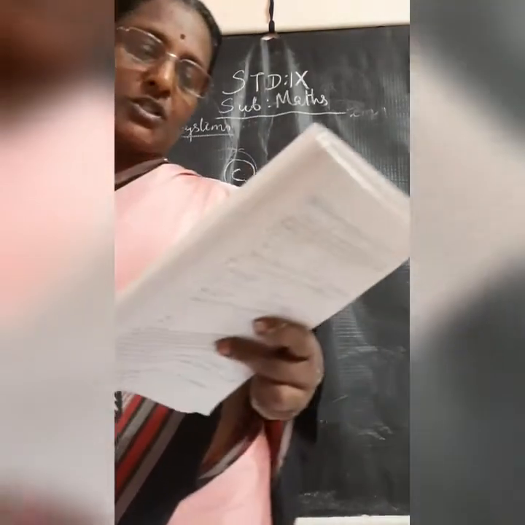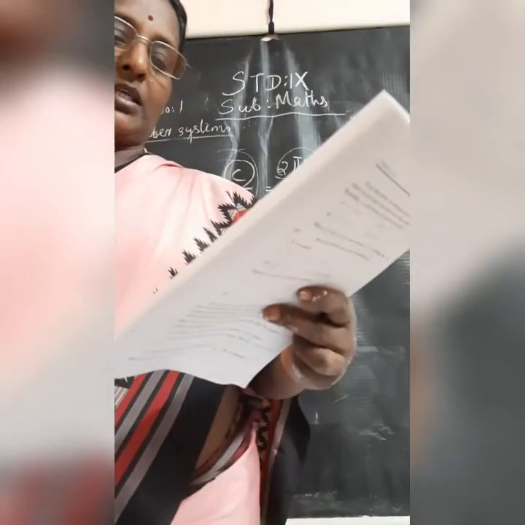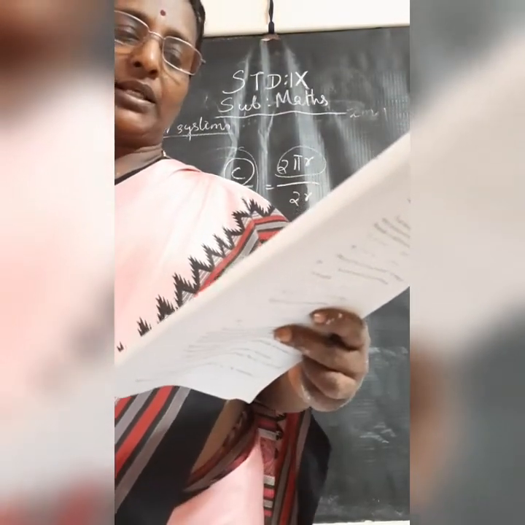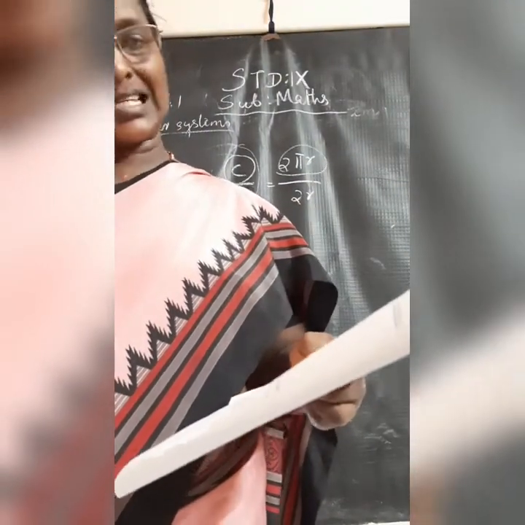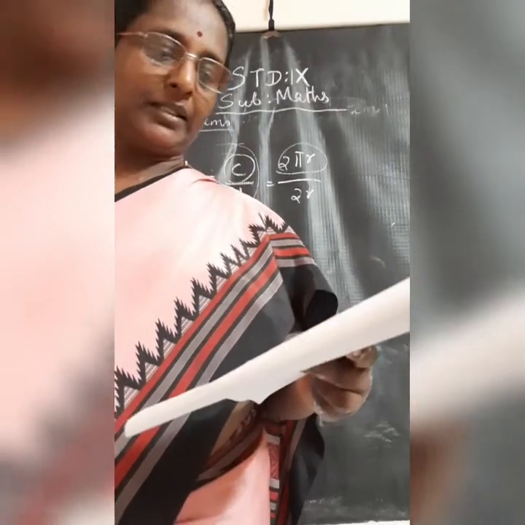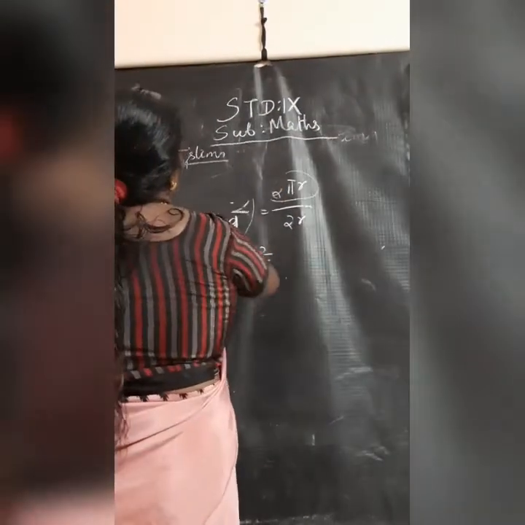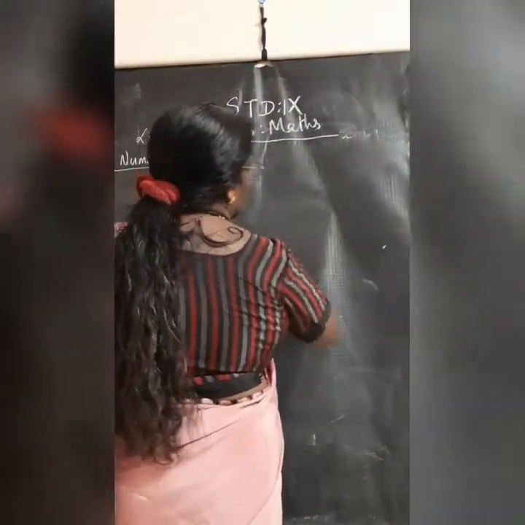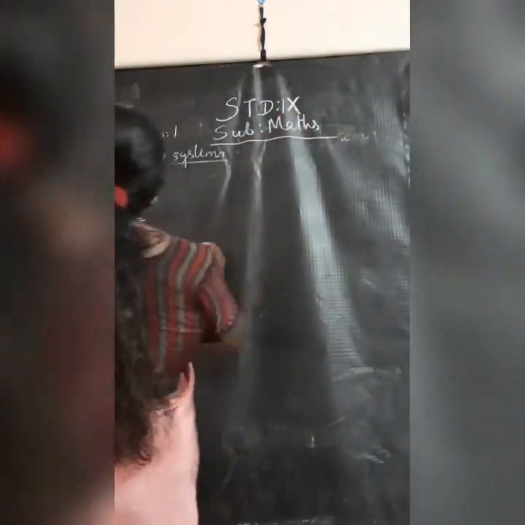Okay, now the next question, question number 4, is represent root of 1.3 on a number line. It is a construction part only. Construction part I will explain in the class. And the last question, the 5th one, rationalize the denominator. Listen here.